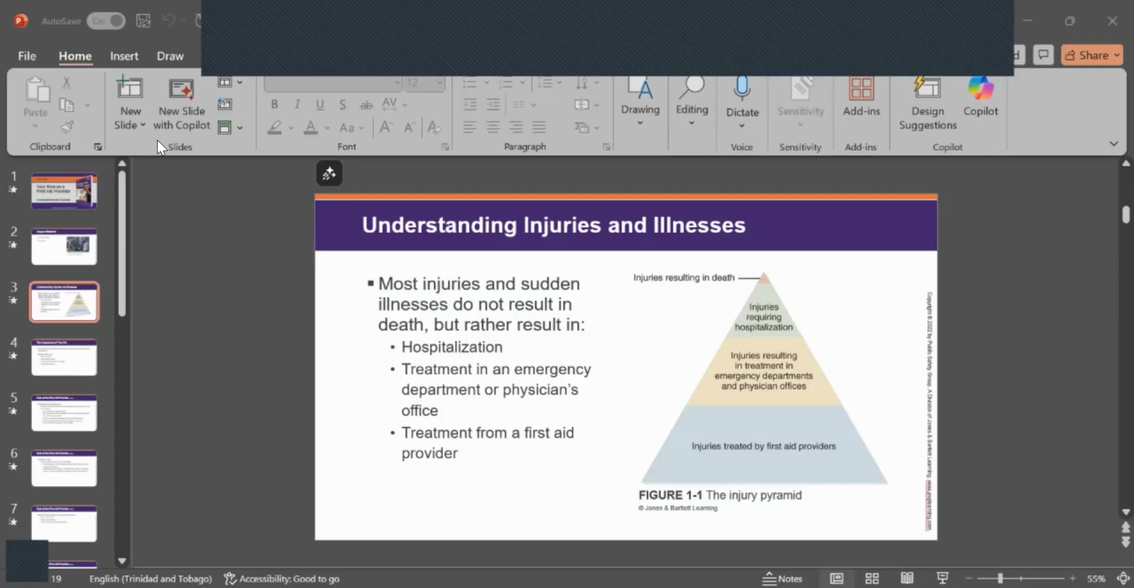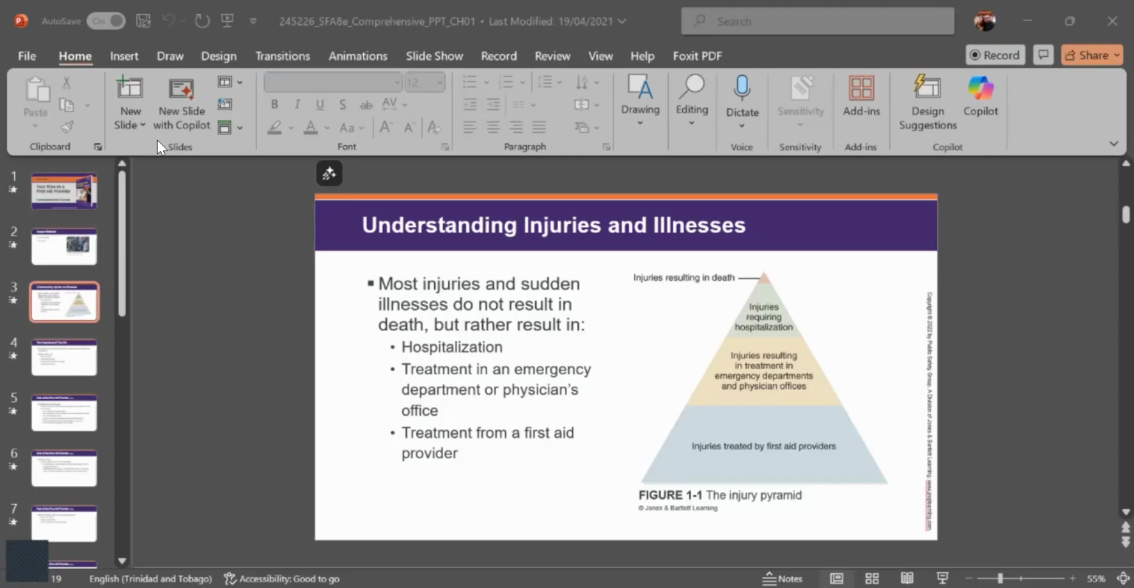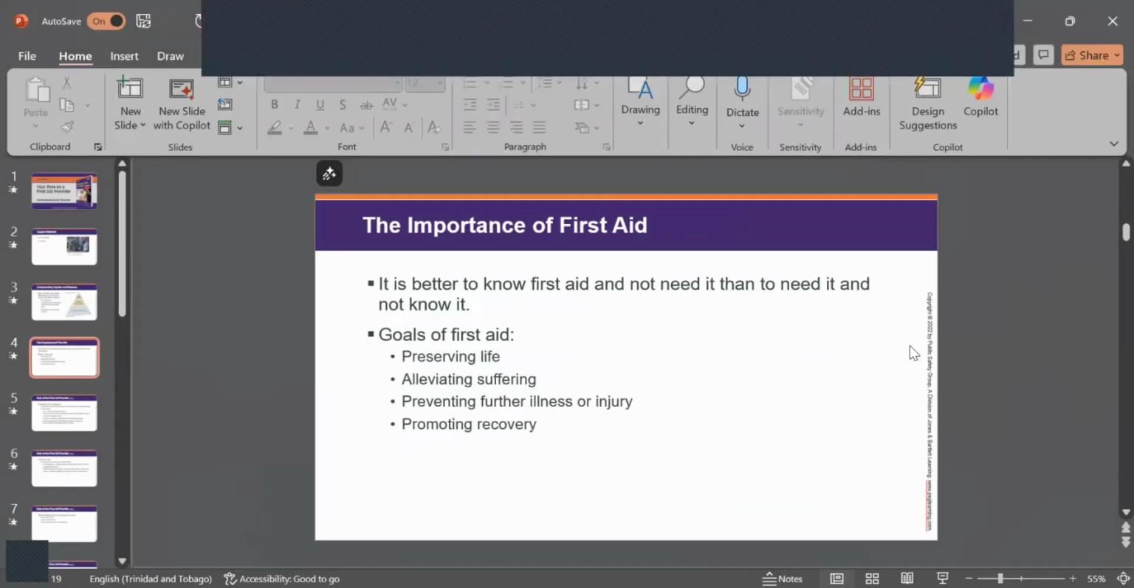And of course we have the fewest cases that result in death. And if you notice, when you look at the pyramid here, the largest number of cases are treated by first aiders. So that tells you how critical first aid is when we're on the job, when we're at home.